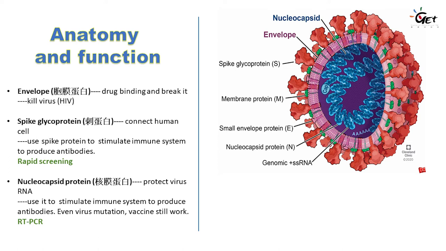Alcohol could do that. Whiskey could also do that. If the alcohol percent is higher than 50%, even the whiskey can interrupt the envelope. And if the temperature is higher than 70 Celsius degrees, once this virus contacts the surface, it will be killed. So it's very easy to kill.